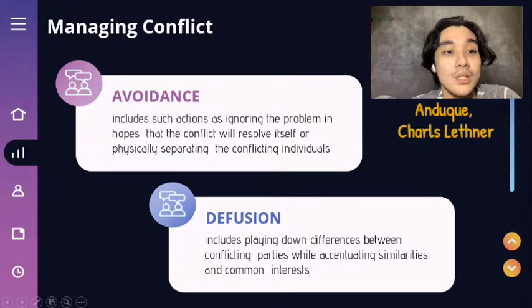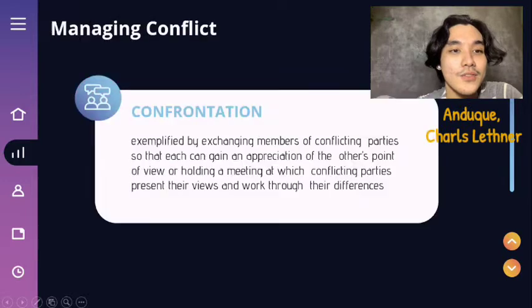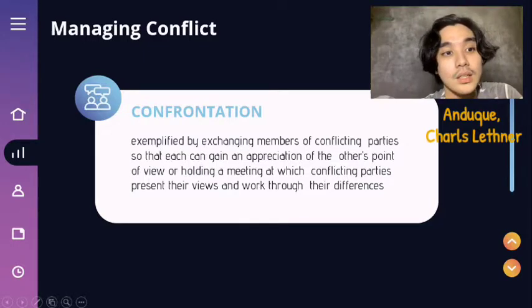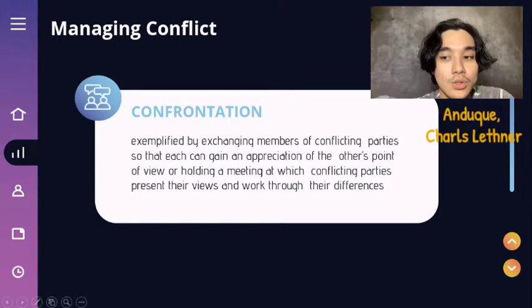and concern about oneself. So last is confrontation, exemplified by exchanging members of conflicting parties so that each can gain an appreciation of the other's point of view, or holding a meeting at which conflicting parties are present or will present their views and work through their differences. So in short, it is an actual confrontation of conflicting issues or conflicting parties. It could be a debate wherein one side wins and the other side loses. And it usually results to anxiety, physical, or emotional damages.